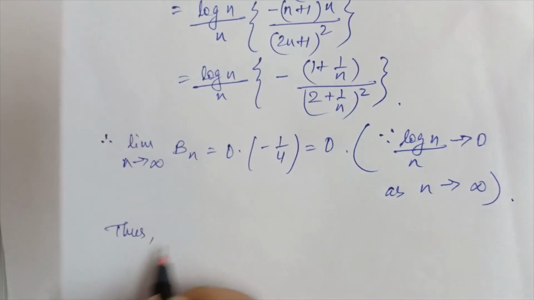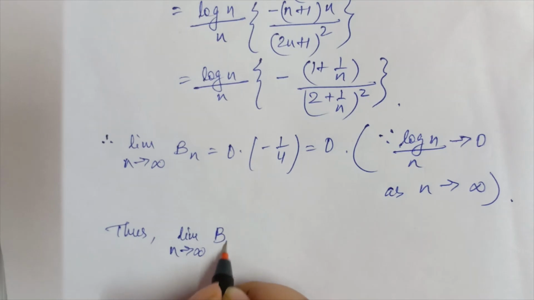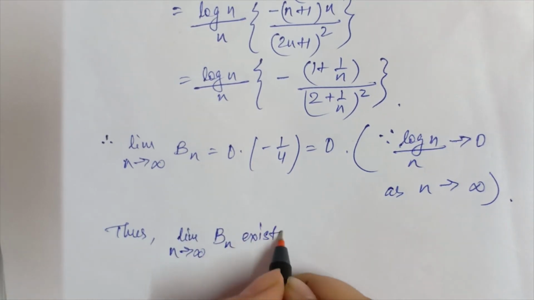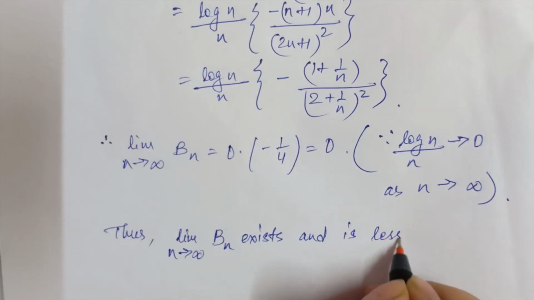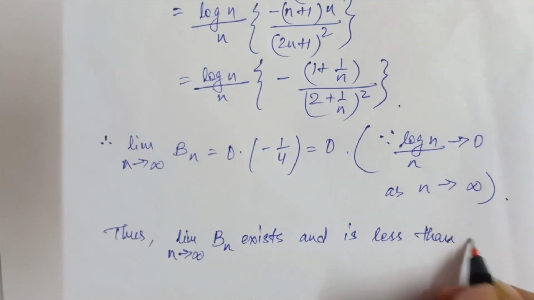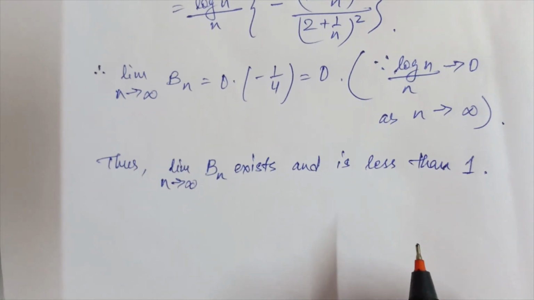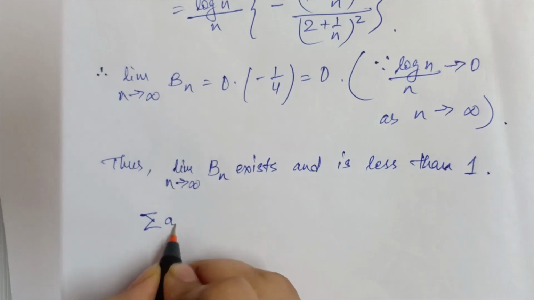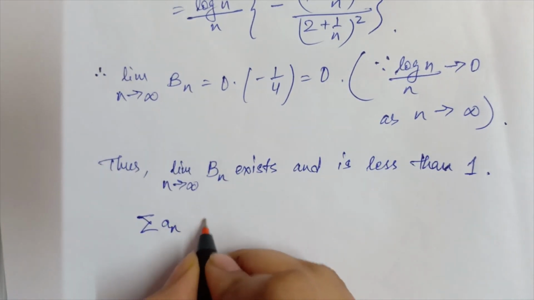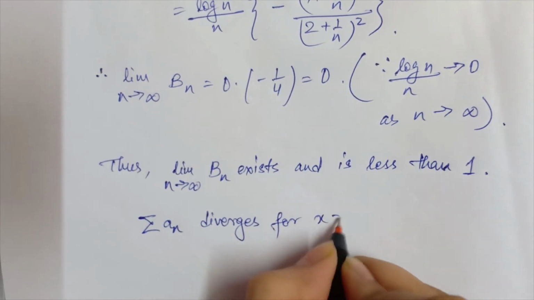Thus, limit n tends to infinity, Bn exists and is less than 1. Hence, by De Morgan and Bertrand's test, the given series, which is summation an, diverges for x equals 1.